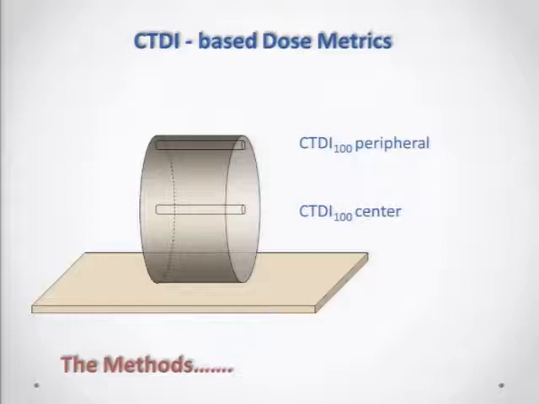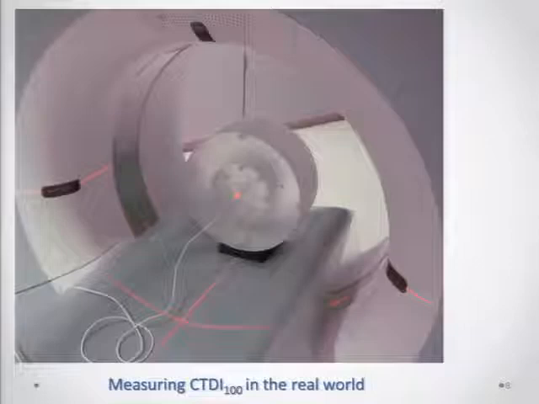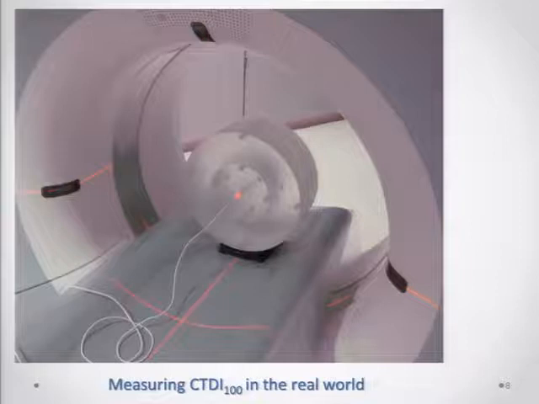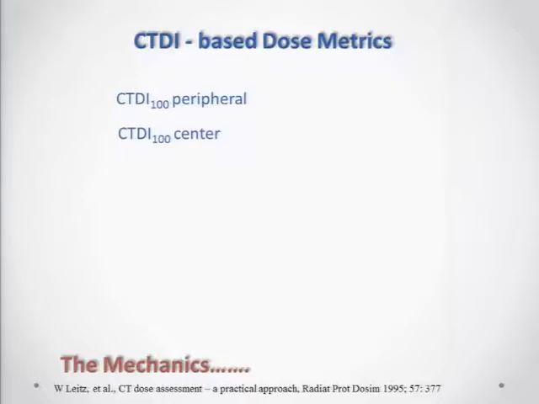Oftentimes we make four measurements, and there are usually four or more holes around the phantom, and that's to address the fact that the bottom hole will include more attenuation from the table and the top hole will not. So oftentimes CTDI100 peripheral is the average of two or more individual measurements. Here's a picture of the phantom in position for such measurements with the chamber in the center hole, as you can tell.